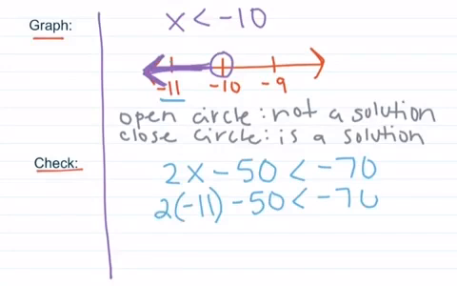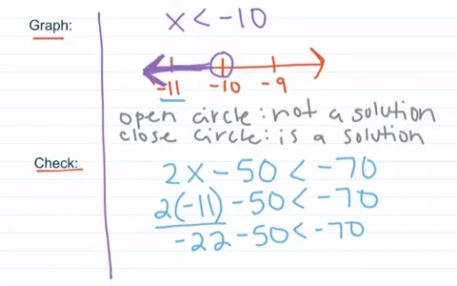You've got some different options here. 2 times negative 11 is negative 22. And negative 22 minus 50, going farther left on the number line, is negative 72. Is negative 72 less than negative 70? Yes, that is true, so I put a check there. So we're solving inequalities, then graphing, and then we still check. We'll be working on this more in class.